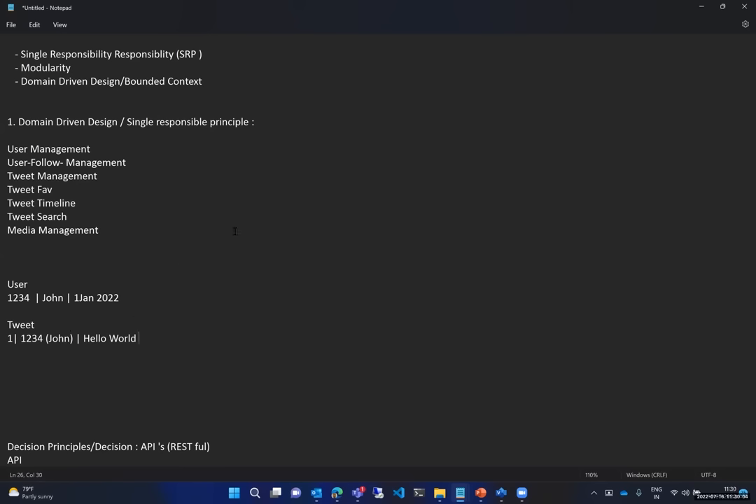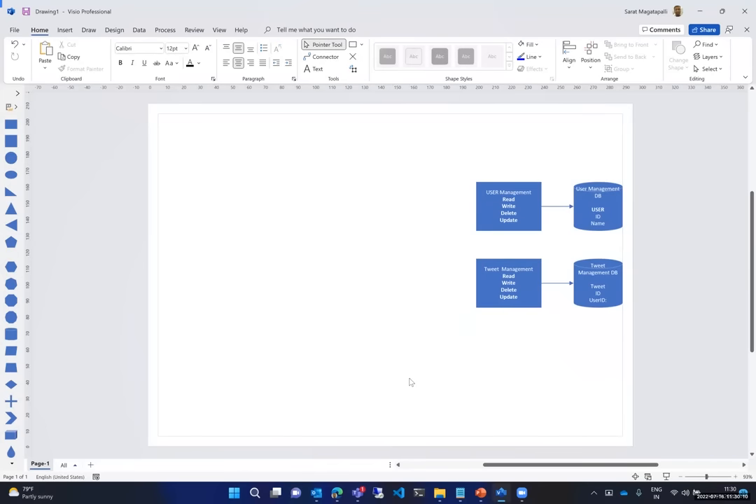Hope I'm making sense, right? So, a tweet table and a user table. This is what I had at a high level. Okay, right? And then we talked about media management as well.